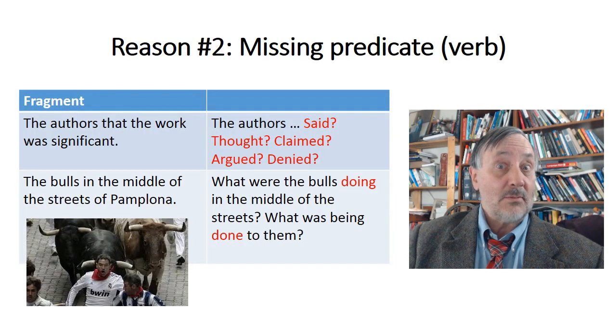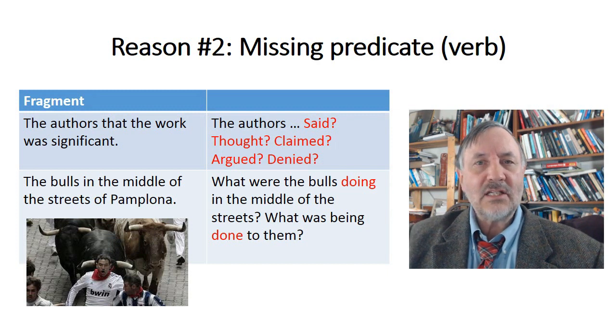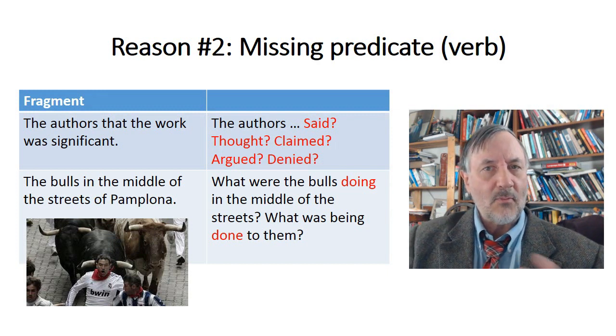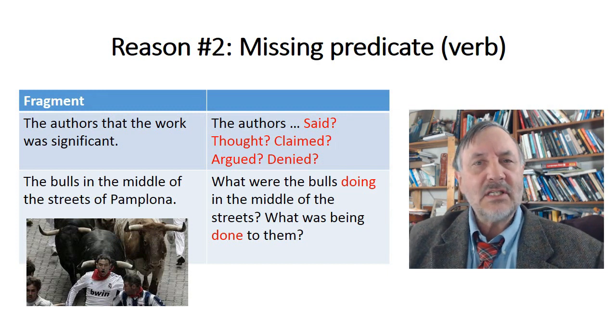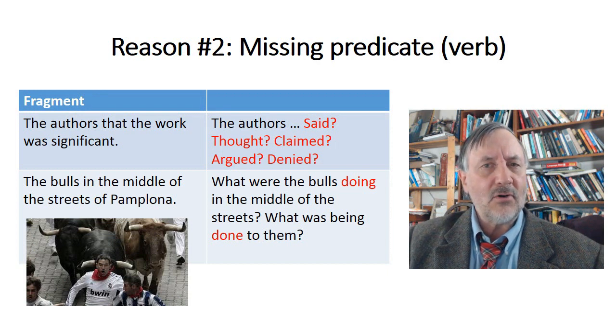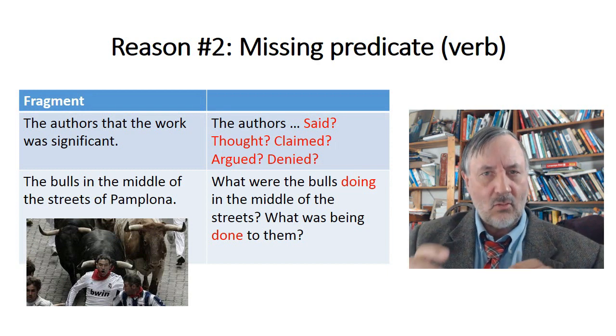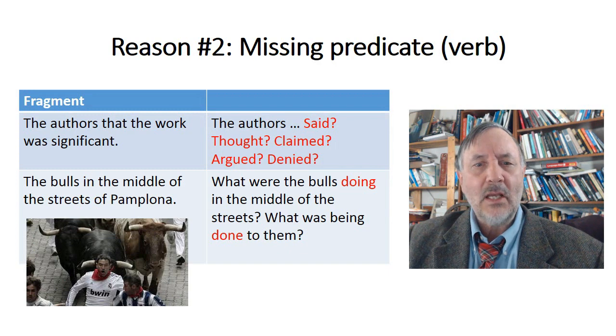Another reason, or reason number two, for a sentence fragment is that the sentence, or the group of words pretending to be a sentence, is missing a predicate. That is a verb, and a verb acting in a central way in the sentence. And so we have a couple of examples here.